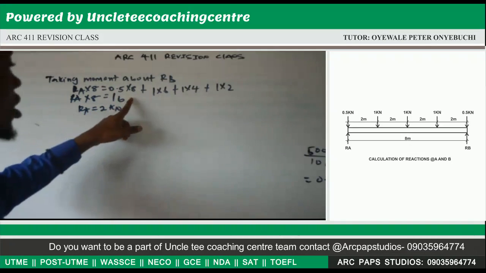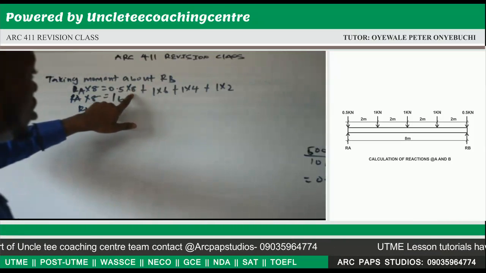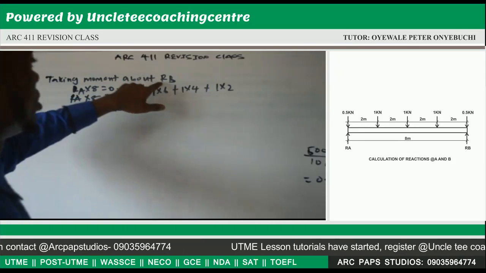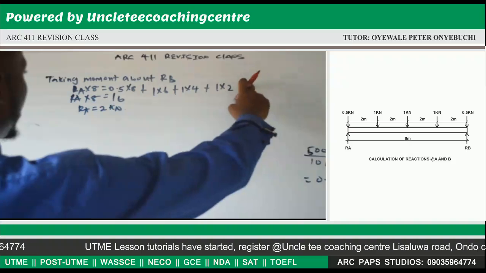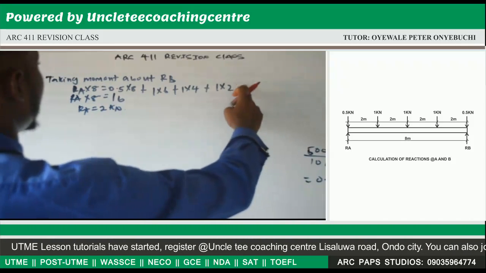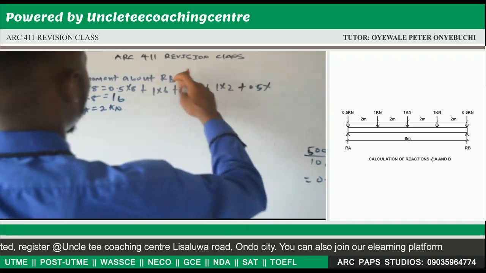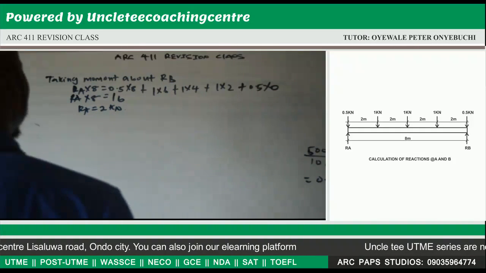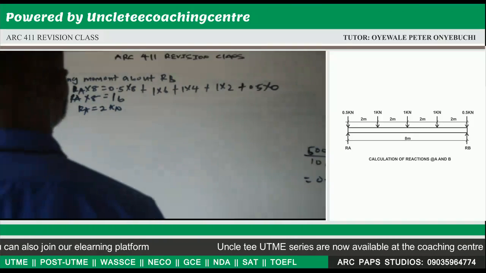Now how did I get 8? How did I get 6? How did I get 4? How did I get 2? They are the distance from where we are taking the moment, which is RB. But you will discover that we have a last force there, which is 0.5 kilonewton. Why is it not included? Because we have 0.5 times distance from RB, it is 0. If you take a look at your diagram, that is why we did not include the 0.5.